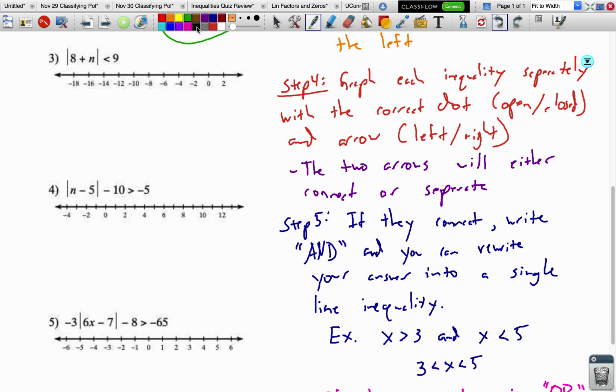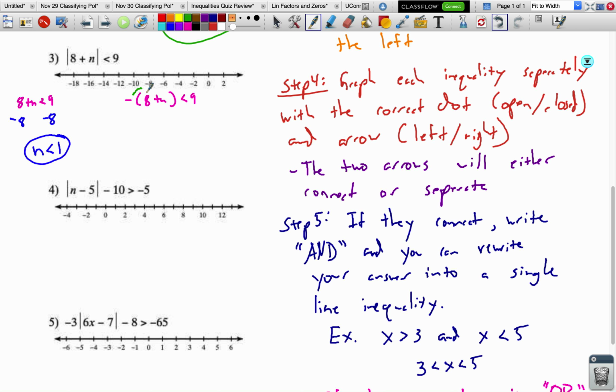All right, number 3. The absolute value brackets are already isolated, so we can split this into the two cases. Neither will be already solved, though. 8 plus n is less than 9, and negative parentheses 8 plus n is less than 9. Over here, I'm going to subtract 8 from both sides to get that n is less than 1.